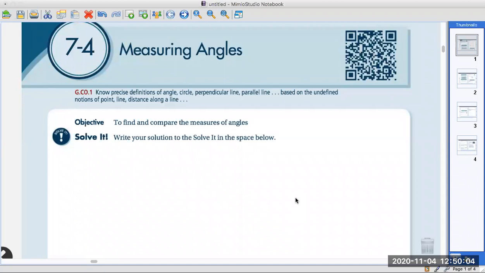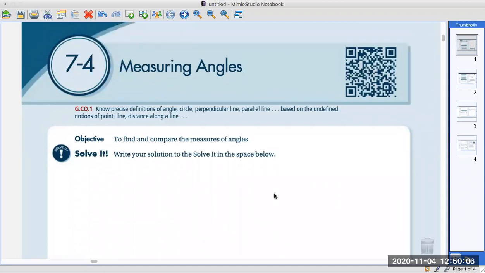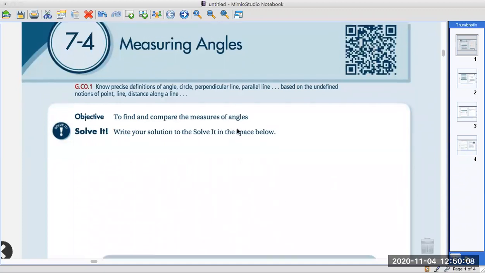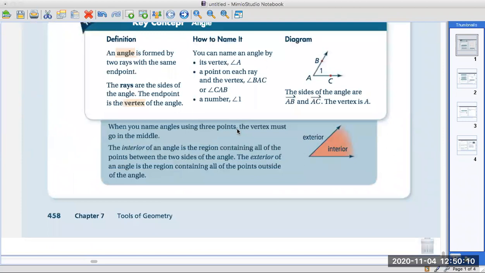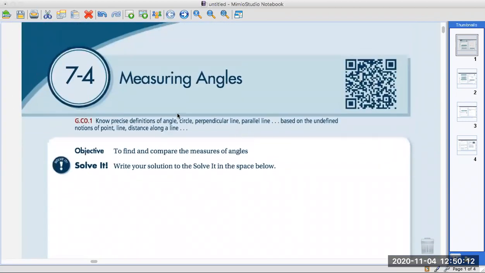Hello, everybody, and welcome to lesson 7.4, measuring angles. We're on page 458 in your textbook. Now, measuring angles and measuring segments are very similar. Lesson 7.3 is similar to this one, so make sure you watch them in sequence.